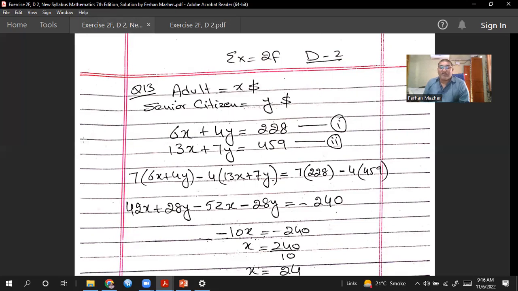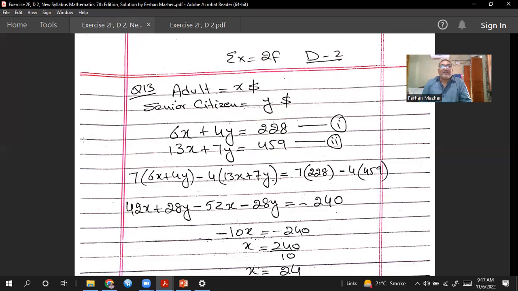Here you can see the coefficients are not the same. So I will try to make the coefficients of y the same. You can also make the coefficients of x the same, but I am going to make y the same. So 4y, 7y, how can you make them the same? The first equation should be multiplied by 7, and the second equation should be multiplied by 4, and then you should subtract them. When you subtract them, the left side of the equation is subtracted from the left side, and the right side from the right side. So the first equation is multiplied by 7, the second by 4, and then we subtract them.